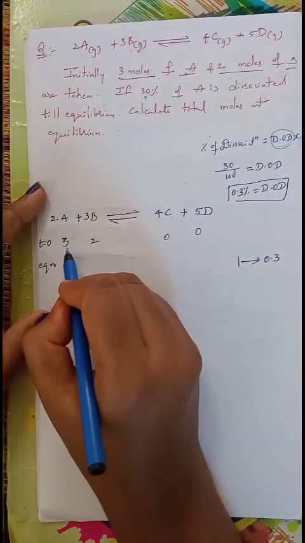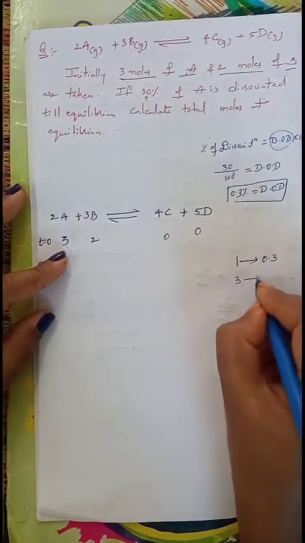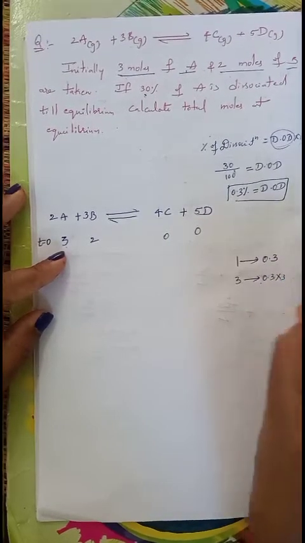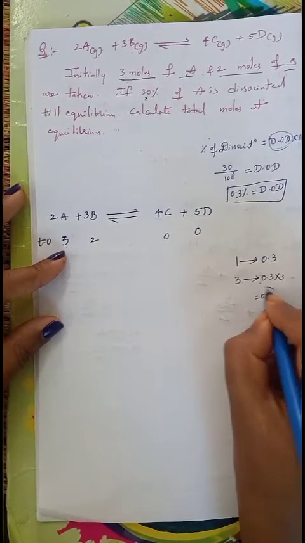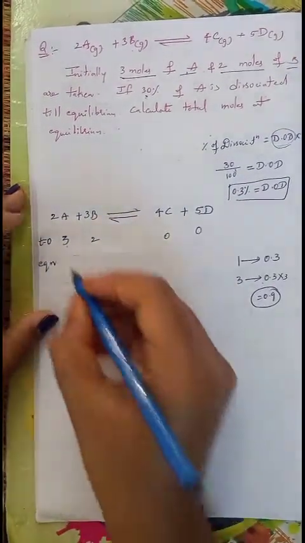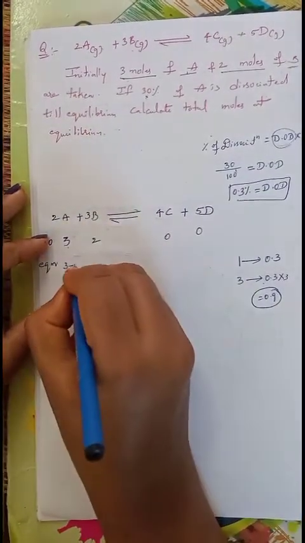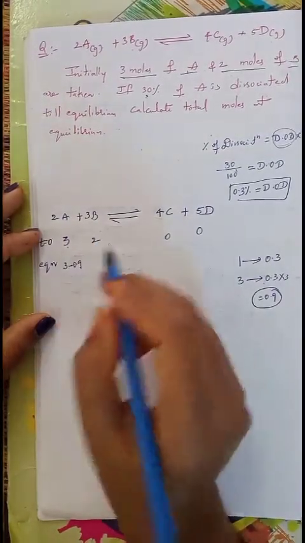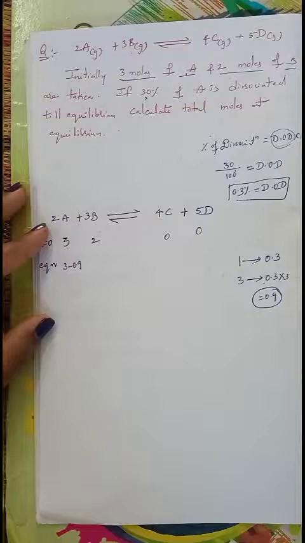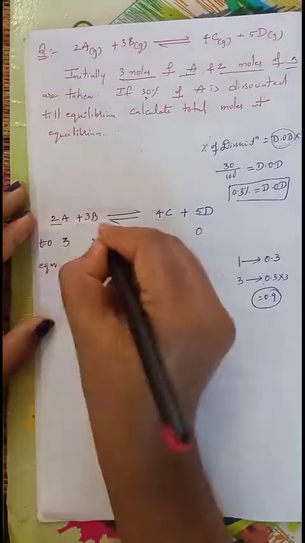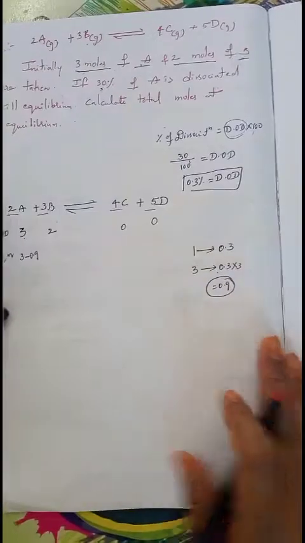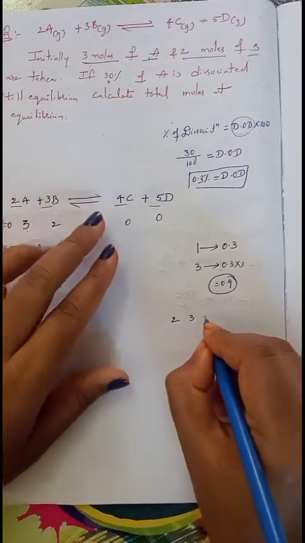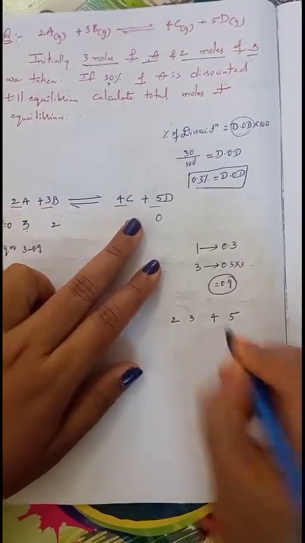Now the total number of moles of A is taken as 3. For 3 moles we have to cross multiply, that is 0.3 into 3, that is 0.9. From 3 moles this much got dissociated, that is 0.9 at equilibrium. Next, for this you want to write the coefficients first. Coefficients are nothing but the numbers which are represented before the reactant or product. So what are the numbers represented here? 2, then 3, then it gives rise to 4 and 5.